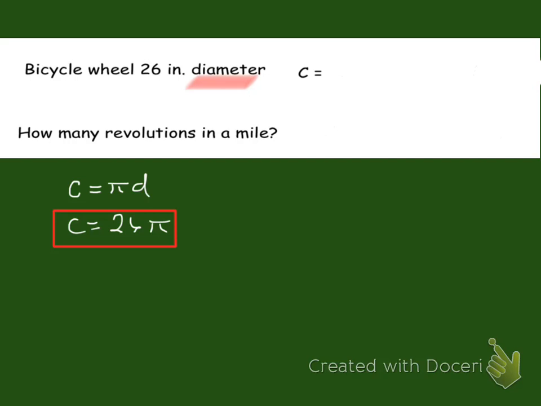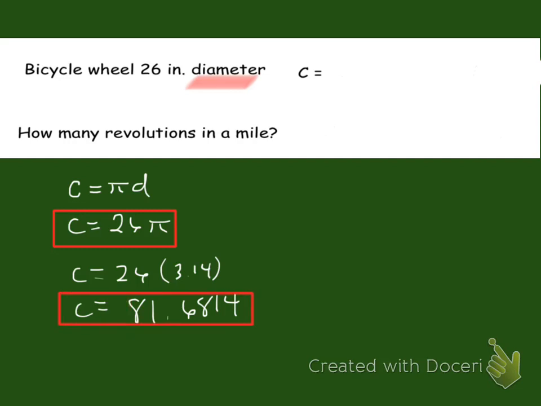But if I went ahead and multiplied that out, I would do 26 times pi, and I would get 81.6814, and I didn't approximate pi as 3.1. And so that would be your circumference right there.